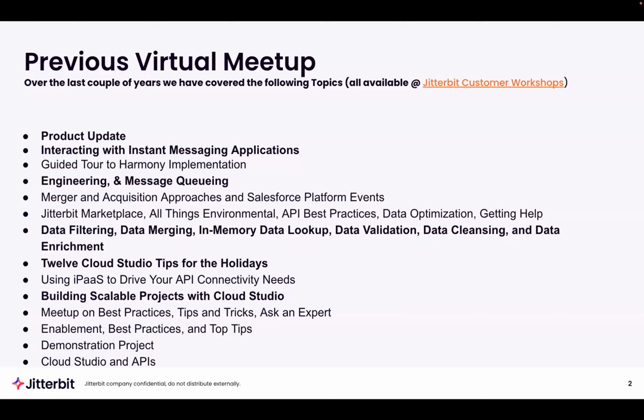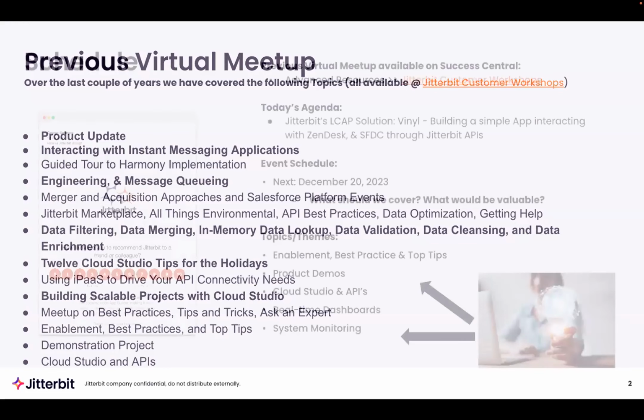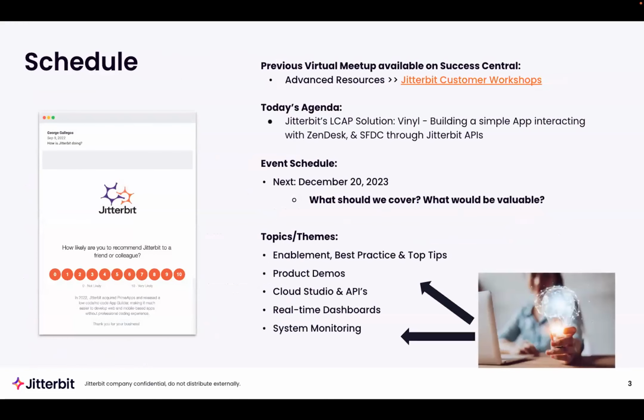Contact your CSM and/or send an email to success@jitterbit.com and let us know what topics would be important to cover during those virtual meetups. We want this to be useful and aligned with where you're going with your product, with your implementation of Harmony, of Vinyl, eBridge, regardless of what product you're implementing from Jitterbit.